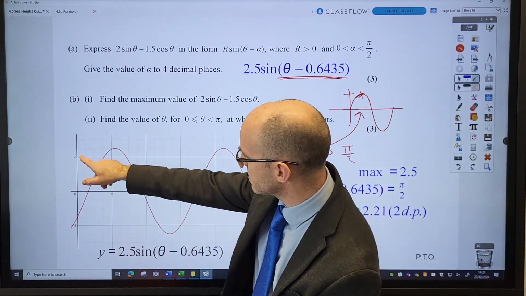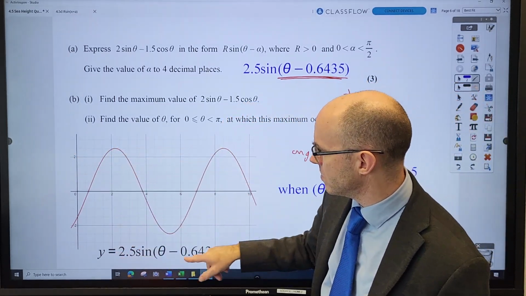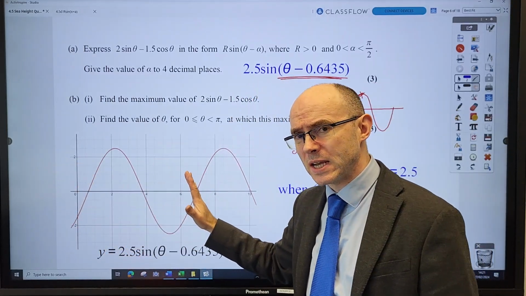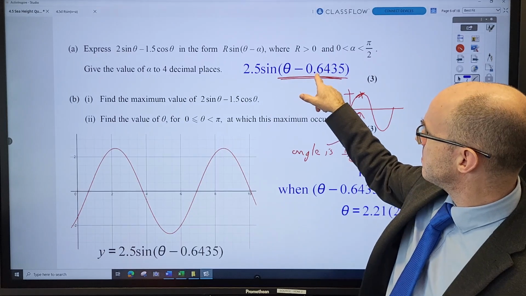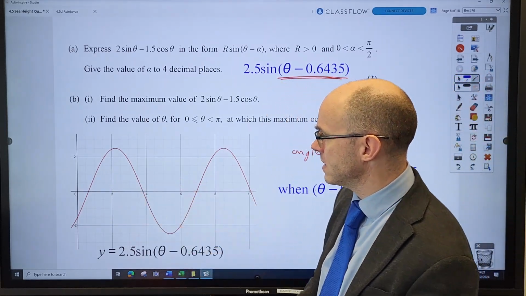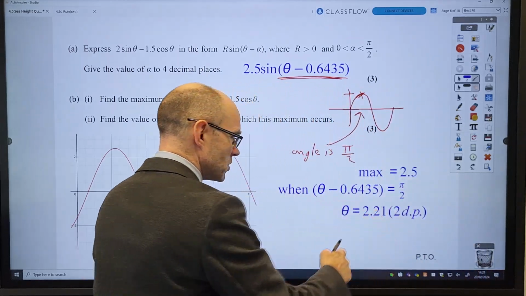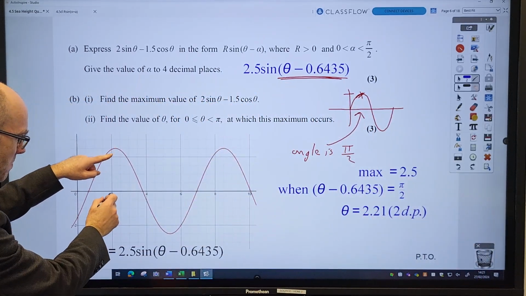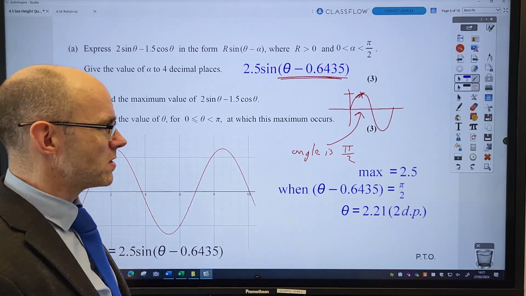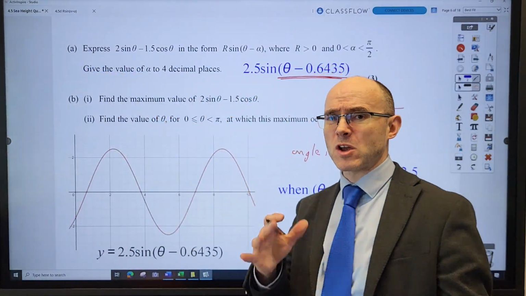So you can see that the maximum is 2.5, the minimum negative 2.5, and you see the graph has been translated. It's been translated by 0.6435 radians to the right. So you can see this kind of shows you roughly where that is, and that looks to be about 2.21, doesn't it? Okay, it's just visually what it looks like.